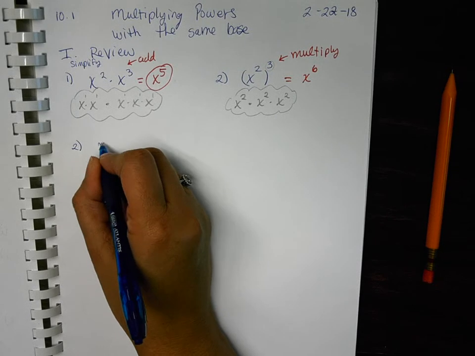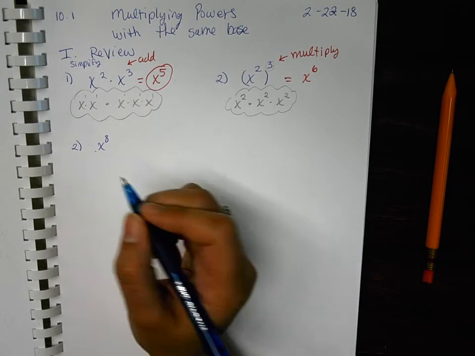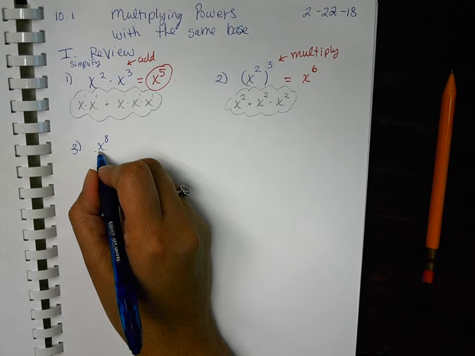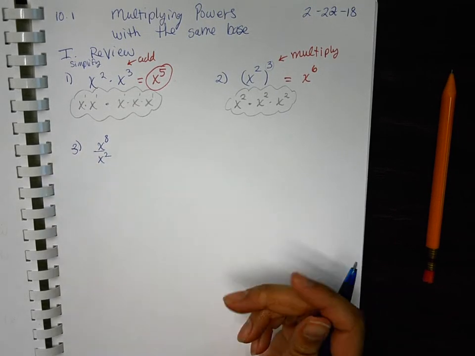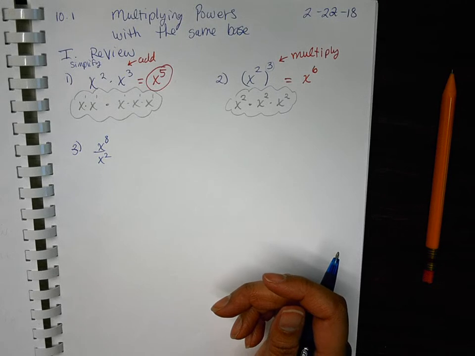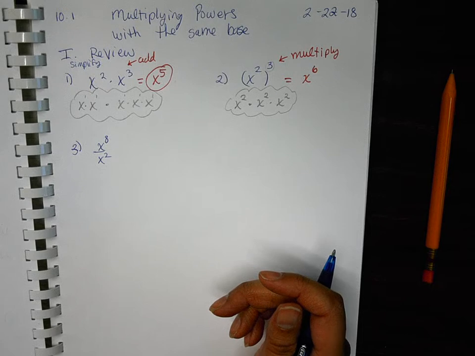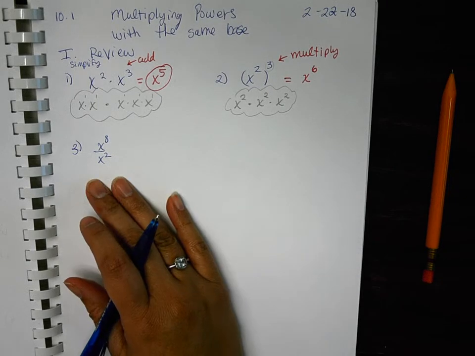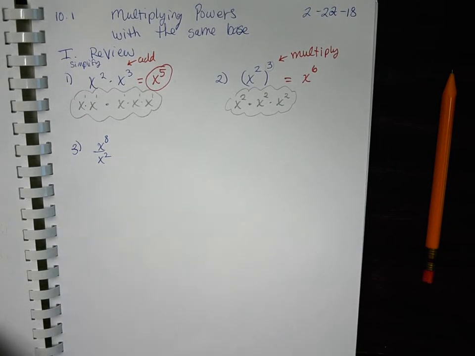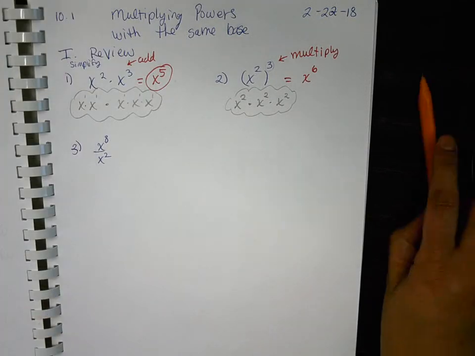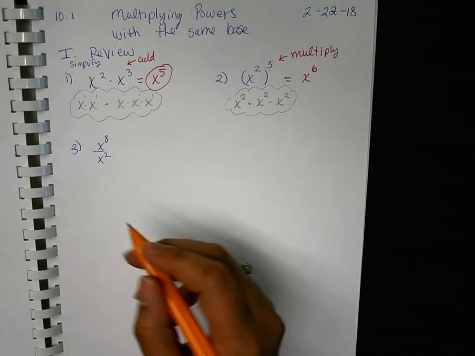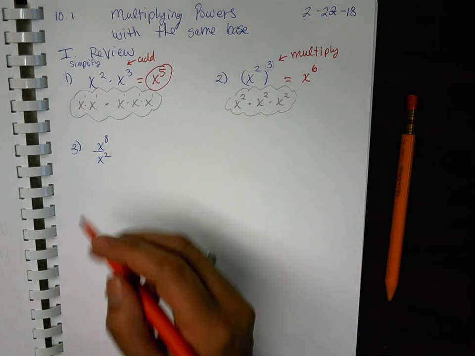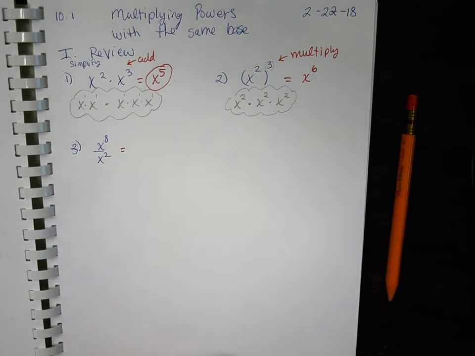This next one, number 3. X to the 8th over x squared. All right, this one will be another day, but this is still stuff we're going to review as well. X to the 8th over x squared. What do I do? Do I divide? 8 divided by 2 is 4, so it's x to the 4th? Yes. I set it up purposely that way. The answer is no.